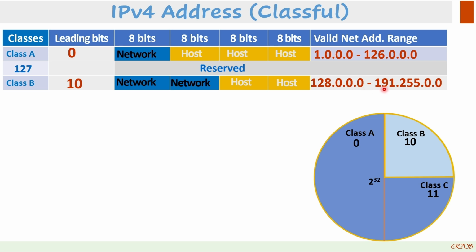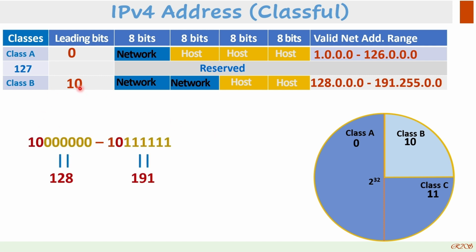The valid range for class B is 128.0.0.0 to 191.255.0.0. Okay, so now let's see again how we get this valid range. We said 10 is fixed for class B, so the 2 leading bits are always 10.